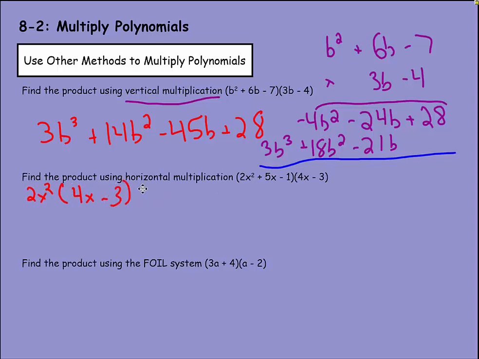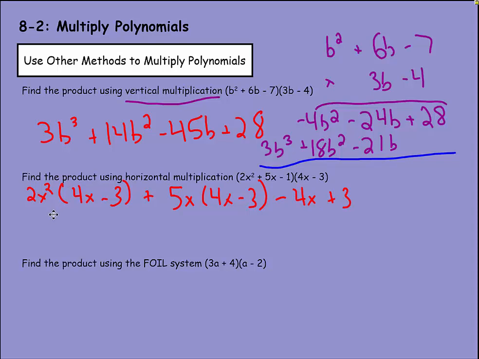Since this is a plus, I'll have a plus right here. That'll be plus 5x times 4x minus 3. And then since that's a minus, I'll have a minus here. And since this is the first power, I could just do the opposite of each one. So minus 4x plus 3.